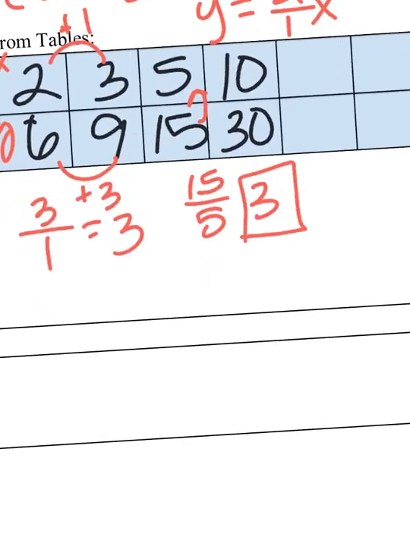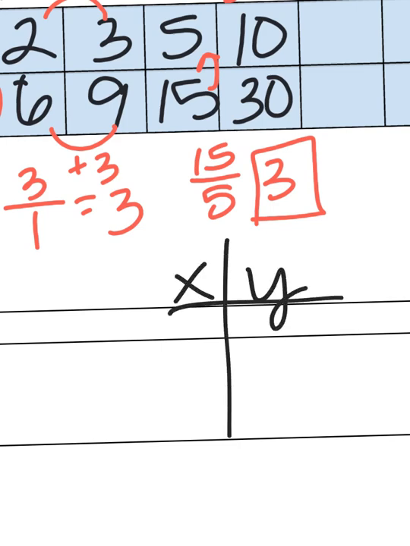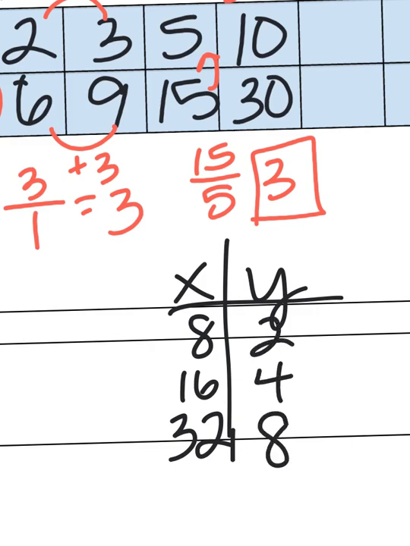Let me make you a vertical table so you can see that they're the same things, just laid out a little bit differently. So let's say you have 8, 16, and 32, and you have 2, 4, and 8. Now, common mistake is everybody wants to always try to divide the bigger number by the smaller number, but remember, you're always dividing y divided by x to find your rate, okay?